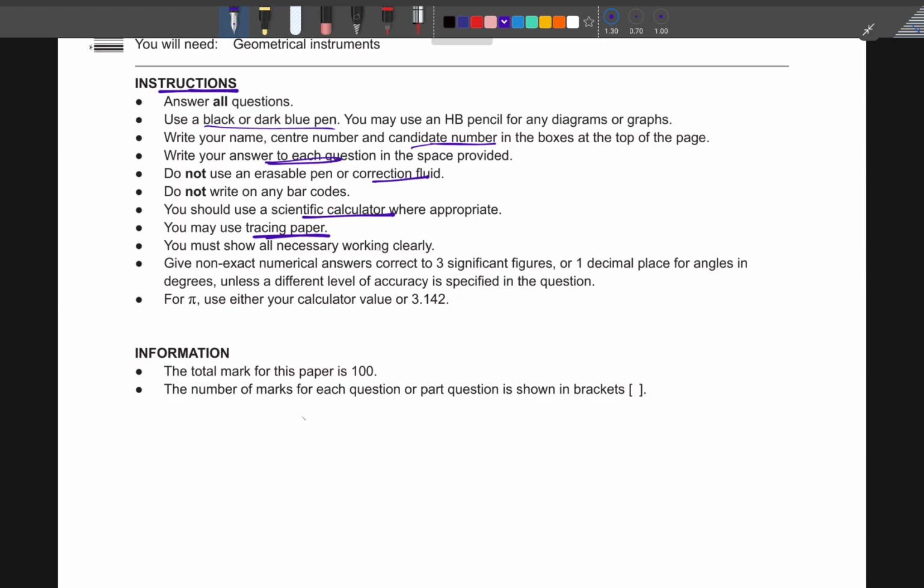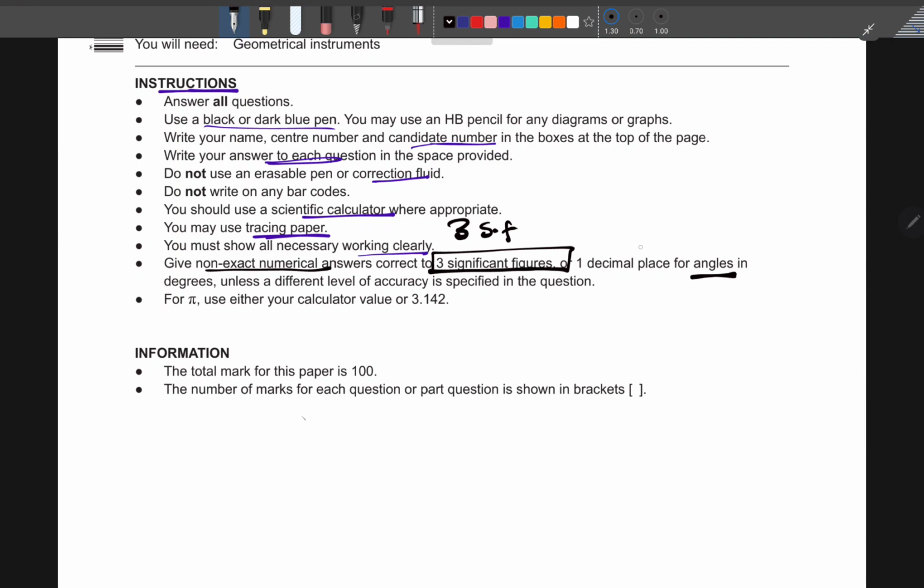Now let's see here. You must show all necessary working. Fine, no problem. We will show all necessary working. We're not going to skip anything. Non-exact answers, please put them to 3SF, okay? So everything is going to be to 3SF, that is if it is not exact.